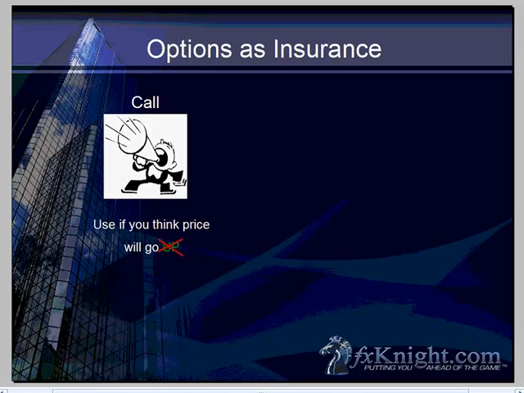Well, those of you that have known me for some time, you know that I'm a contrarian. I like to do things differently. So for insurance purposes, we're going to buy a call if we think price is going to go down. The opposite of the picture. Now you might be scratching your head going, what the heck? I thought you just said buy calls when you think price is going to go up. For speculation, yes. For insurance, you do the opposite. If you think price is going to go down, you buy a call. The exact opposite.